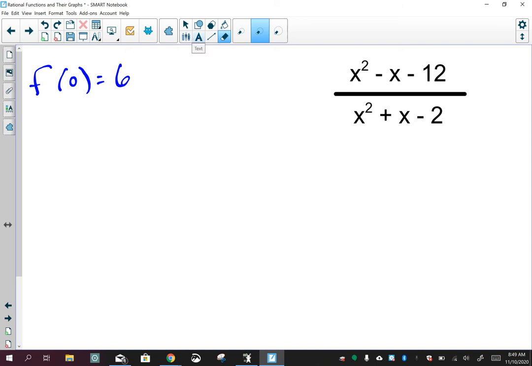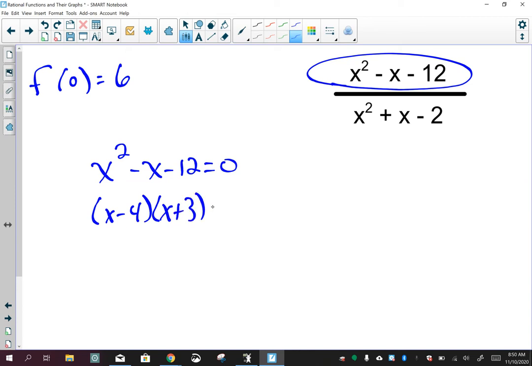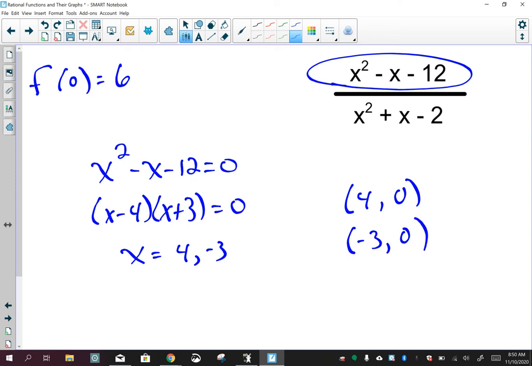For my x-intercept, again, I only care about the numerator. So I'm just going to set the numerator equal to 0. x squared minus x minus 12, set equal to 0. And then I'm going to factor. Well, that's x minus 4, x plus 3. That equals 0. So I have x-intercepts at 4 and negative 3. So I have my x-intercepts at (4, 0), (negative 3, 0), and I have a y-intercept at (0, 6).